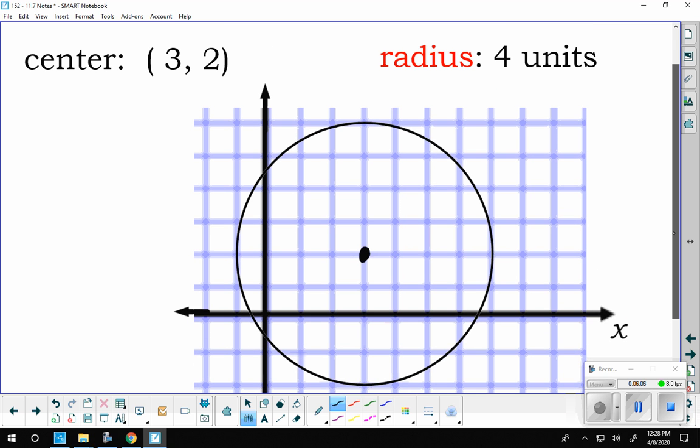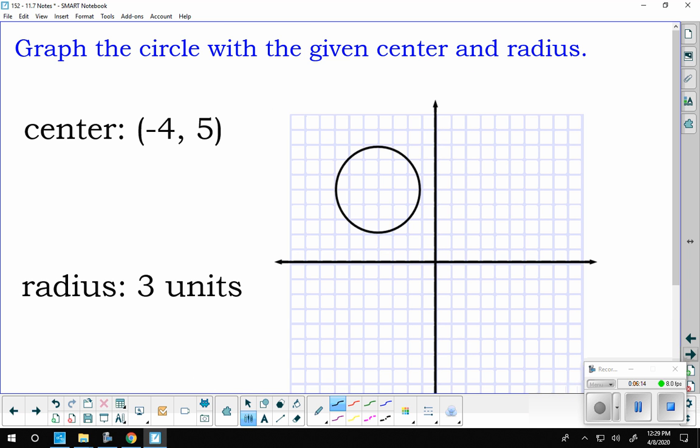All right, I think this is just an example. You can see the center is at 3, 2. The radius is 1, 2, 3, 4 units long. Okay, so if I am given the center and the radius, how do I graph that?